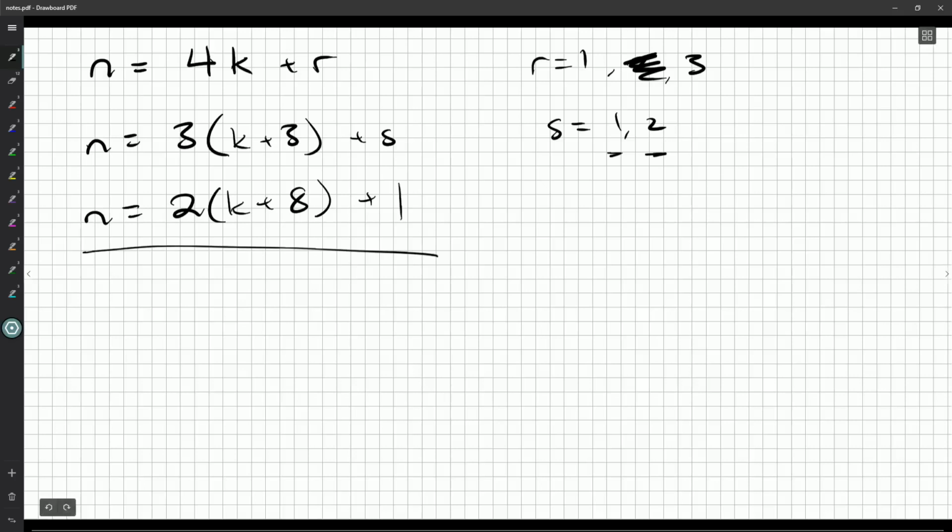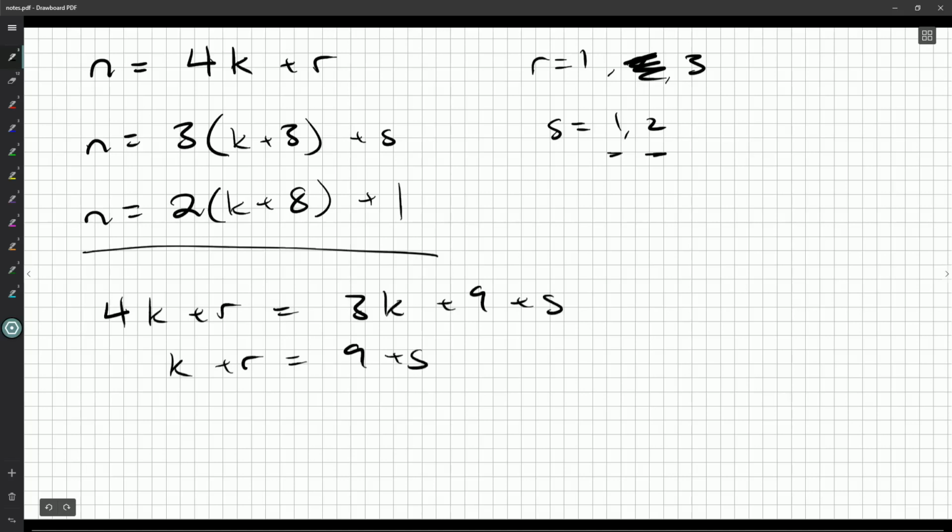They all express n, so maybe we start equating them and we can learn things about k or the possibilities for r and s. So if I take the first 2 equations and equate them, just expanding things out a little bit, I'll get 4k plus r is 3k plus 9 plus s. If I subtract 3k from both sides, I get k plus r is 9 plus s.